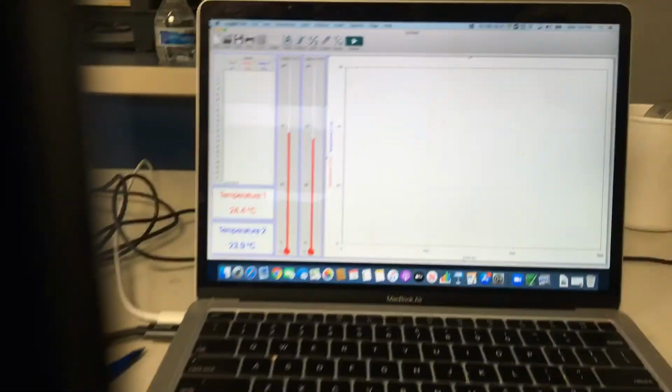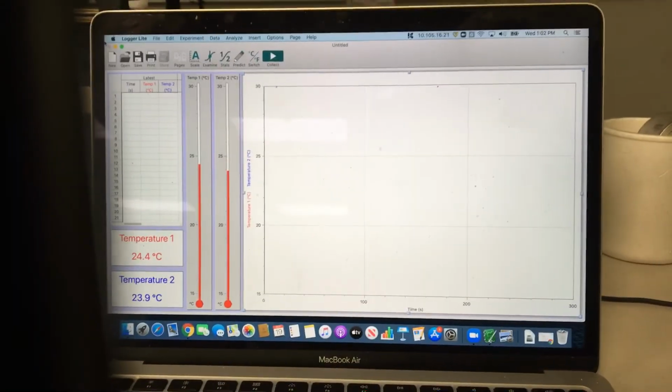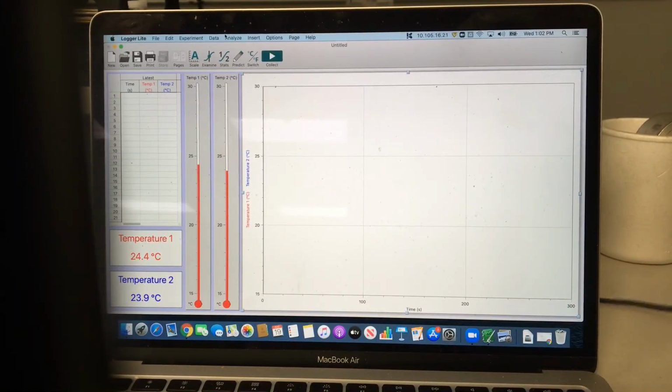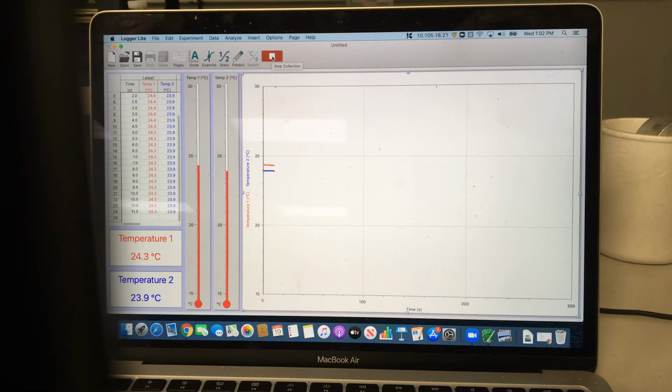I'm not going to show this, so I'll explain what's going on. I'm going to put it back over here on what our temperatures are doing, and I'm going to hit collect, and we'll see our two thermometers come out. The red one is the non-metal, and the blue one is the metal. And I'm going to pour our hot water into our two containers, trying to get the same amount in each one.